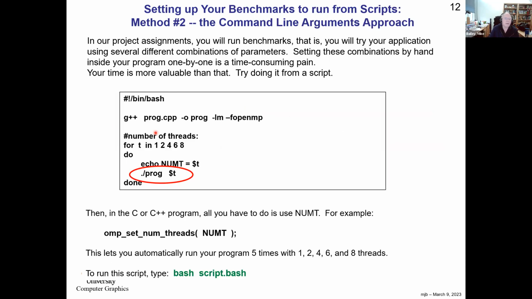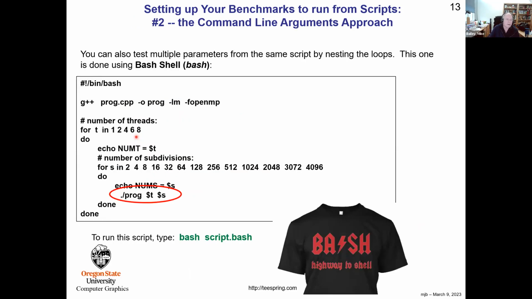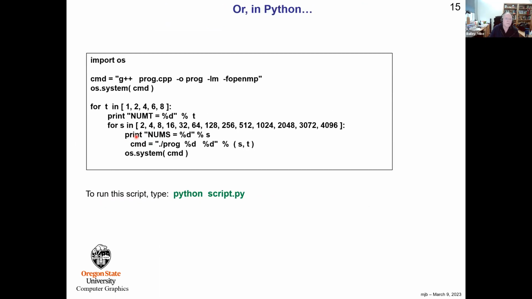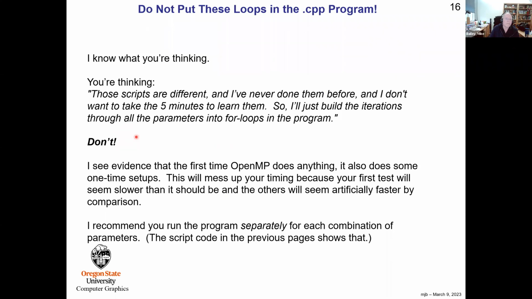All right, setting up your benchmarks. Well, when we go run these things, the real purpose we're doing here is to set up your benchmarks. So here we are running them from the bash or from the C shell or from Python. And that gets you through all the combinations that you'll need. Now, a lot of times people think, you know what, I don't want to learn how to do that scripting. But what I'll do is I'll put for loops in my C program for all the combinations of parameters.